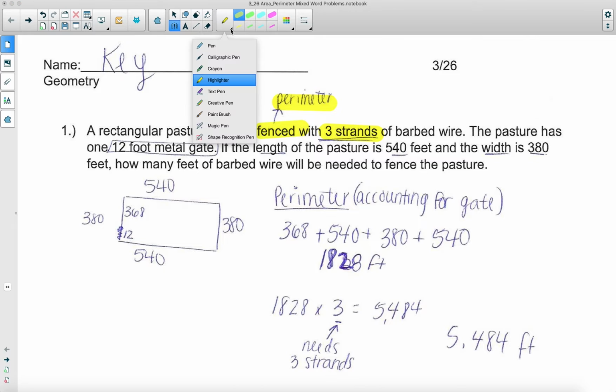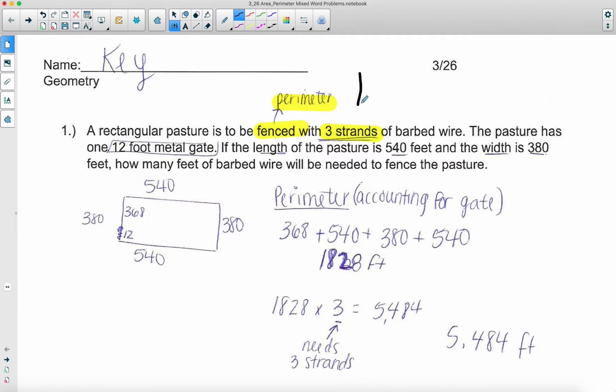Just going to draw a little diagram off to the side. If this is a post and this is a post, because we have to put a fence, there are going to be 1, 2, 3 strands of barbed wire. So really the perimeter is like 3 times.